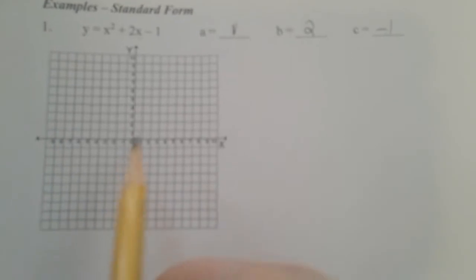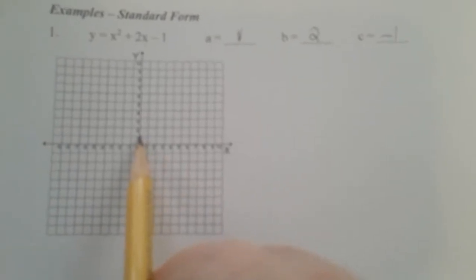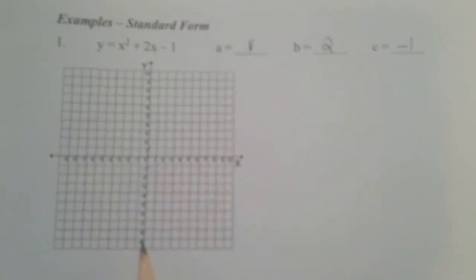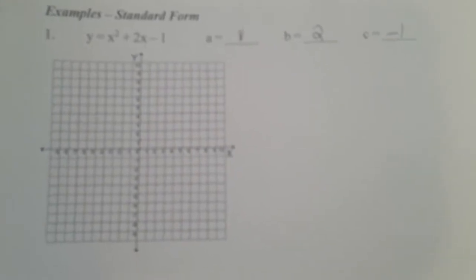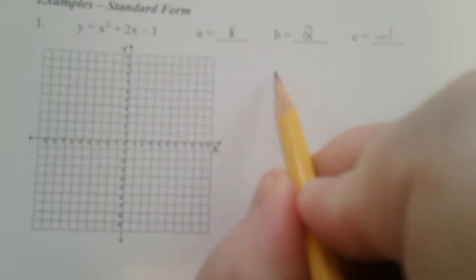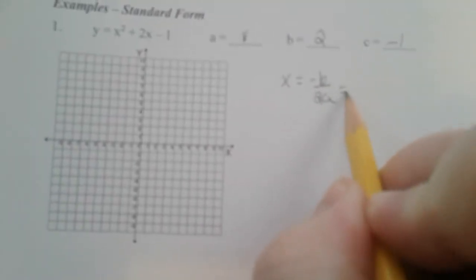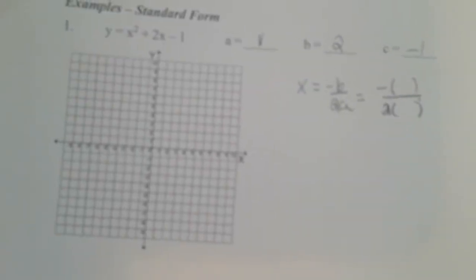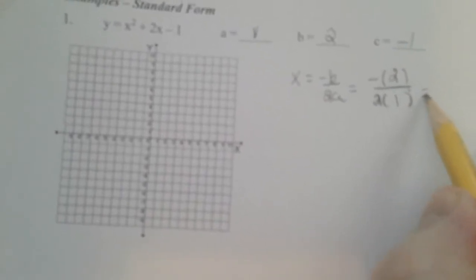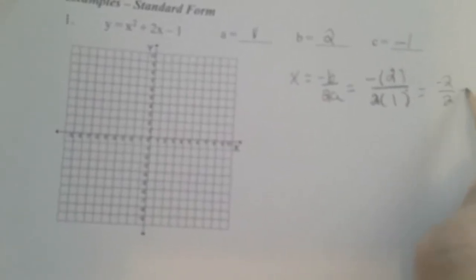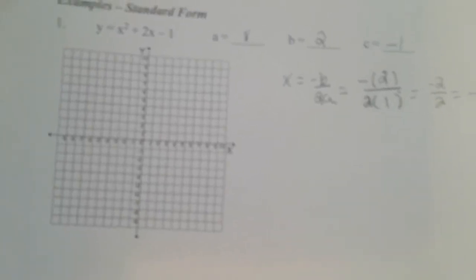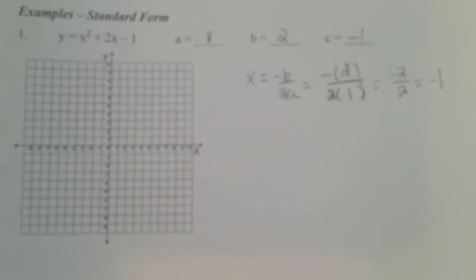Now that c value is our y-intercept. That just means we know this is going to cross our graph at -1, but that's not going to really play too much into the graphing process. First thing we want to do is find our x coordinate. It's going to be -b over 2a. So it's negative parenthesis over 2 times parenthesis. Okay, our b value is 2, our a value is 1, so that should leave me with -2 over +2, which is -1. So we know the x coordinate is -1.